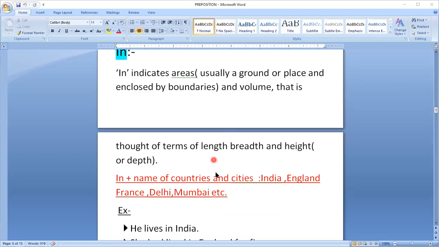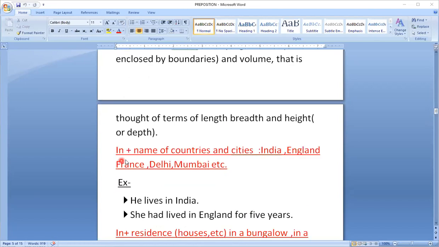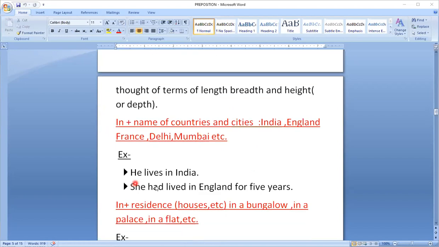Okay, so next is our in plus name, where we use another uses of in preposition. In plus name of countries and cities as India, England, France, Delhi and Mumbai. So he lives in India. वो कहाँ पर रहता है, इंडिया में. हम किसकी बात करते हैं, countries की. Yes, she had lived in England. Here we use also a country, so here we use in preposition in the sentence. She had lived in England for 5 years.